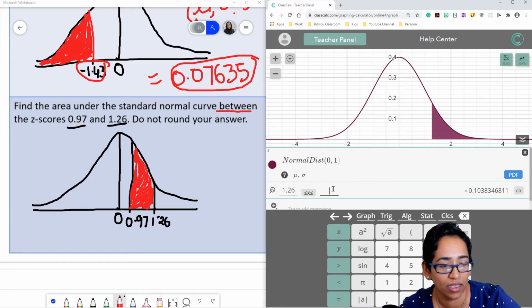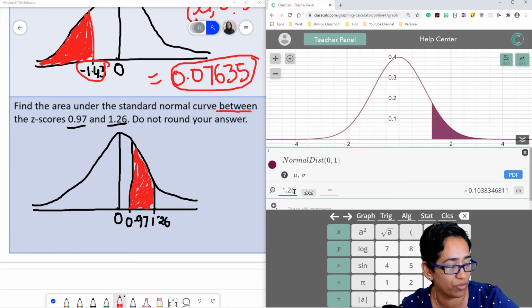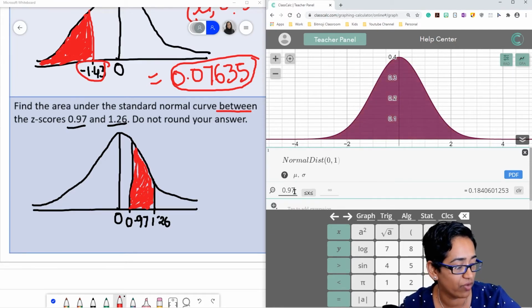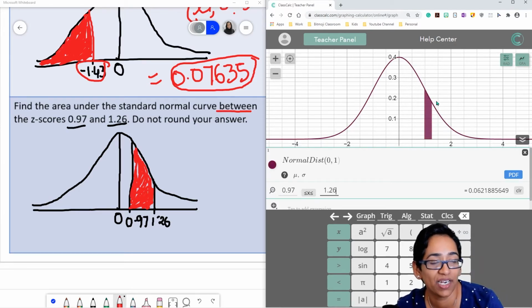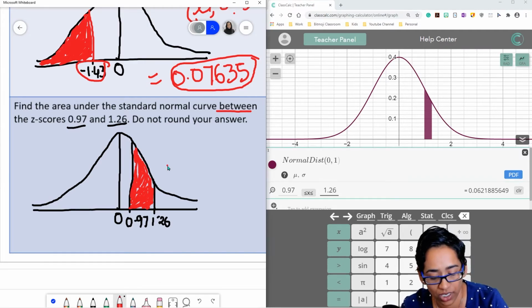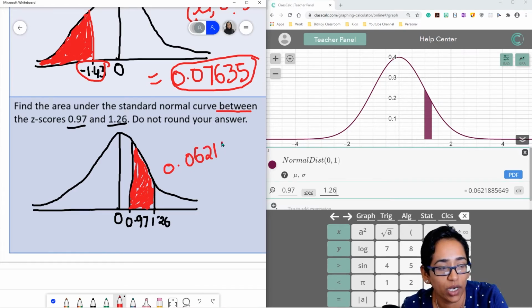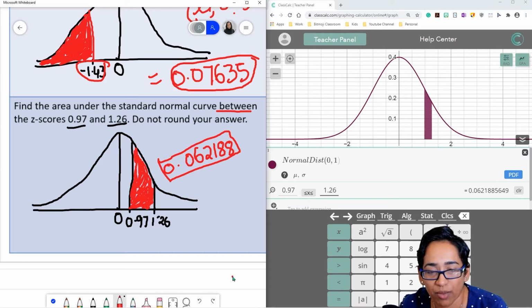1.26 and 0.97. There is no area. You see what happened? Nothing came up. So you know you have to change those numbers. So ClassCalc is very helpful in this particular case because it will automatically ask you to plug in the right one. And as you can see, this is the area in between those two values of z-score. And what is my area? My area is 0.06218, depending on how many decimals they're asking you to round off. All right, let's look at the last problem for today.